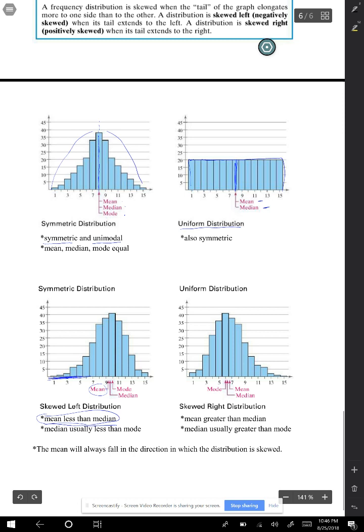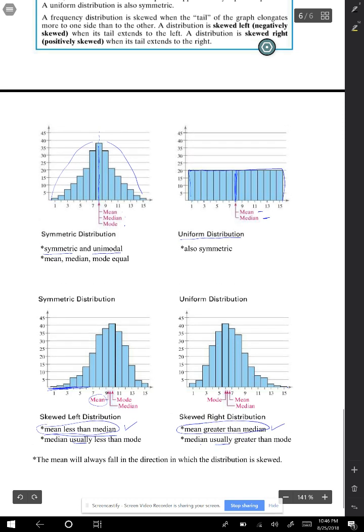When it's skewed to the right, that means you have some larger numbers that are affecting the average. So when it's skewed to the right, the mean will be greater than the median. And then the median will usually be greater than the mode. And again, this is usually, not always, but usually. But this part right here is always true. Skewed left, mean less than median. Skewed right, mean greater than median. So the importance of this is you can look at a data set and you can identify something. You can compare the mean, median, and mode without actually having to know all of the points and actually figure those out.